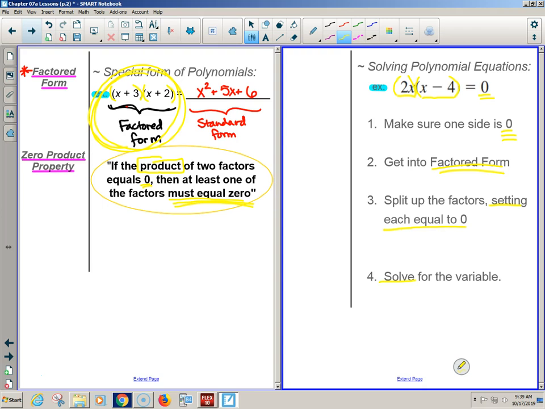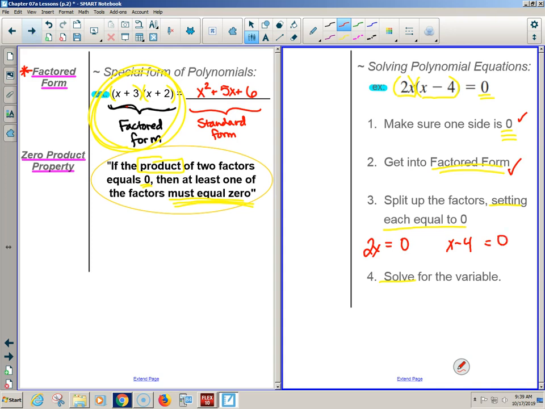Is one side equal to 0 in this problem? Yeah, I got a 0. Okay, that one's a check. Do I have factored form? Is this written as parentheses, not standard? Yes. Check. Split up the factors. What does that mean? Split up the parentheses. So 2x goes one direction. He goes his way. And x minus 4, well, he goes his. They go opposite directions. Split them up and do what? Set each equal to 0. It's as easy as that.